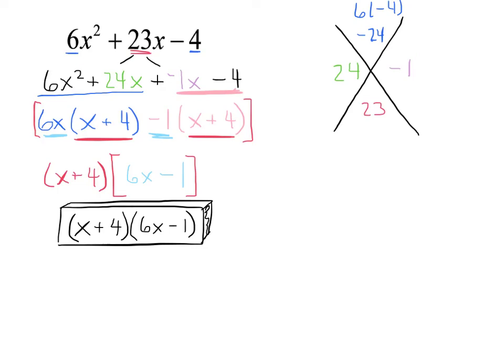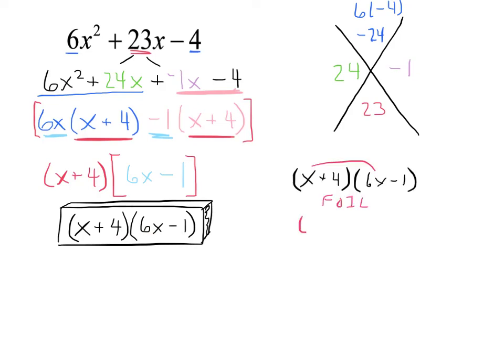So one of the questions that might come up after this is: is this truly the final factored form? Is there more we can do? Well, x and 4, those are relatively prime, as is 6x minus 1, so there is nothing more to be done. You can always, always, always FOIL and check your work too at the end here.